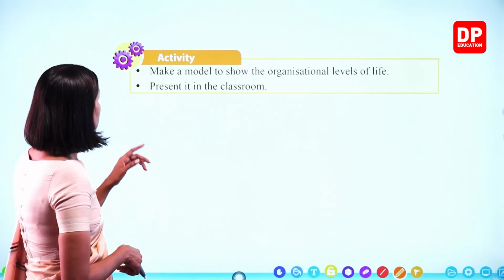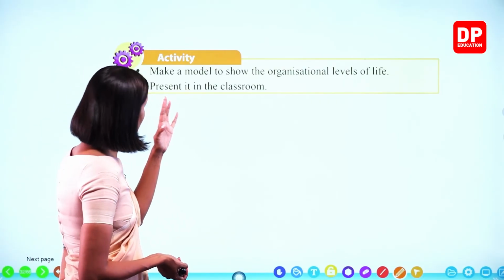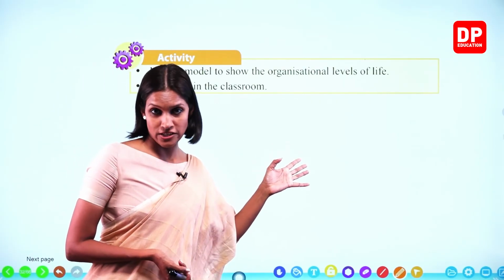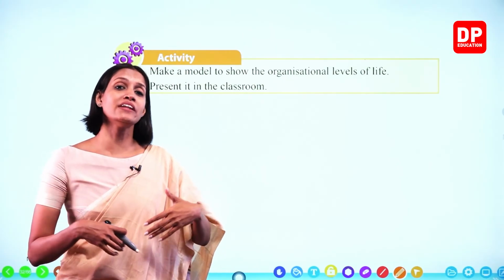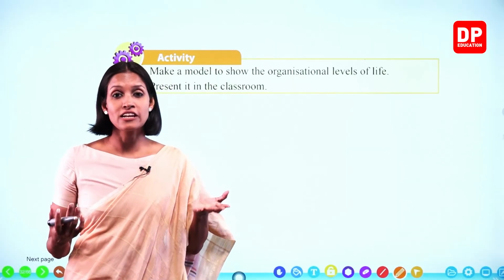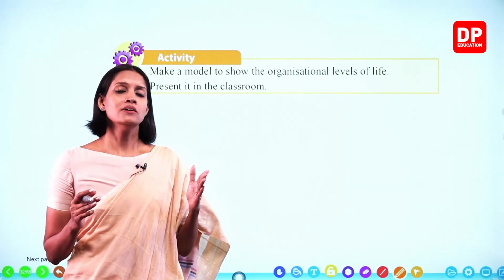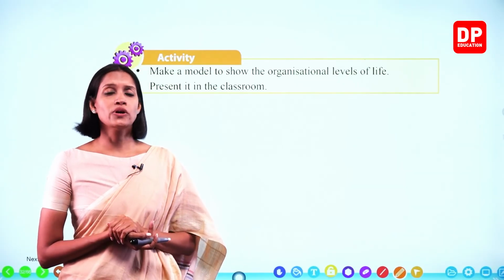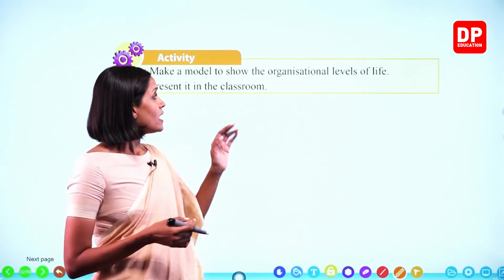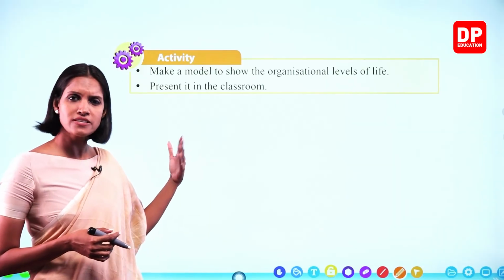Right. So we have this activity. Make a model to show the organizational levels of life. Present it in the classroom. Now this activity is ideal to do as a group activity. So you all can get together and think of a way to present these organizational levels of life in the classroom. Right, there are different ways that you can do this. You can make models to do this. Right, you can make different models to do this. And at the same time, you can even do this as a chart. Right, there are some different ways that you can do this.